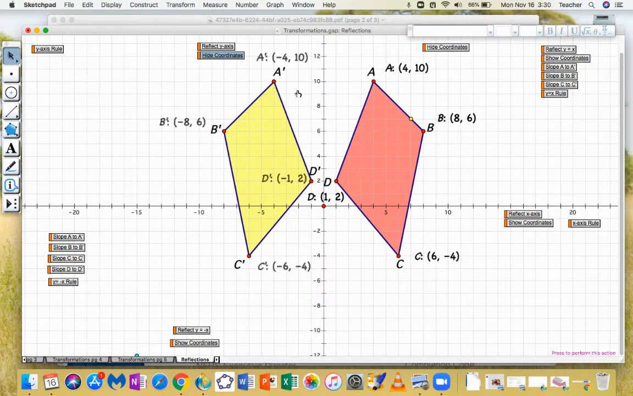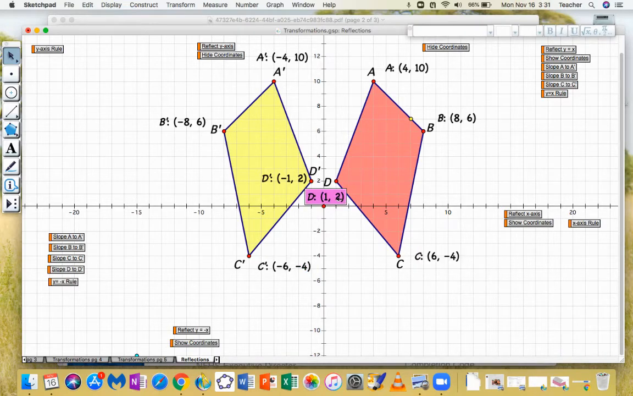And the coordinates would be that. So we'll take a look at coordinates. A originally was (4, 10). Now all of a sudden it turned into (-4, 10). B was (8, 6). All of a sudden it turned into (-8, 6). All right, C, (6, -4) turns into (-6, -4).